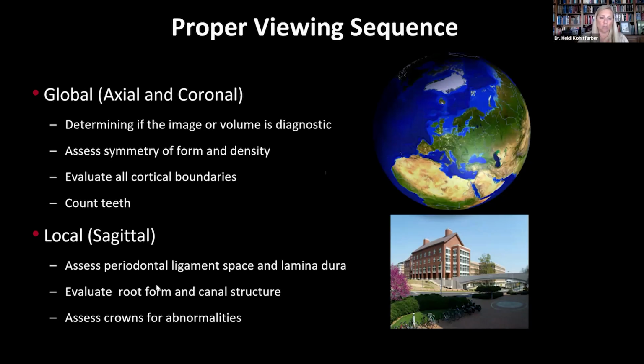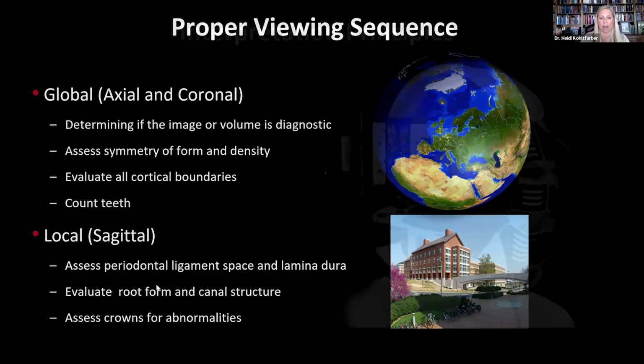Again, looking at that symmetry of form and density, looking at our cortical borders, making sure that they're smooth and intact. And then, of course, we can look at things more locally in our sagittal sections, which go from side to side. And I don't have another side to compare. I don't really have symmetry with my sagittal sections, but it's a great place to look at my periodontal ligament spaces, my lamina dura, evaluate the root form and canal structure, and assess crowns for any type of abnormalities.